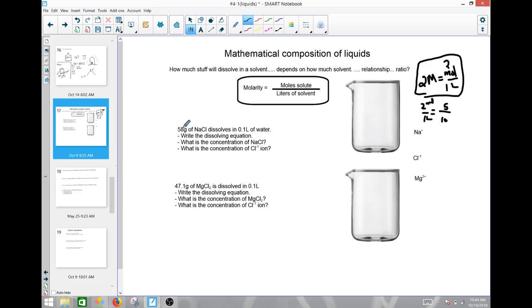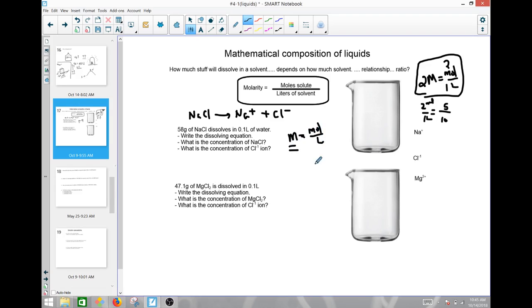First of all, 58 grams of NaCl is dissolved in 0.1 liters. Write the dissolving equation. What's the concentration of sodium chloride? What's the concentration of chloride ions? So the dissolving equation is going to be NaCl goes to Na+ plus Cl-. What's the concentration of the NaCl? So we're looking for molarity equals moles per liter.